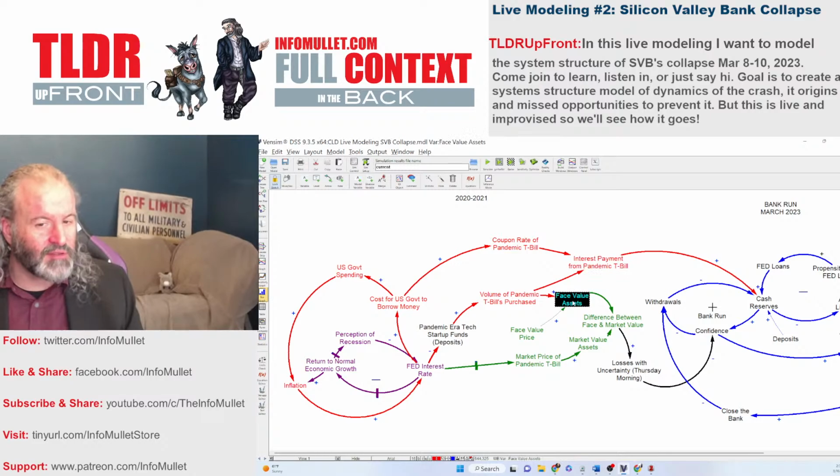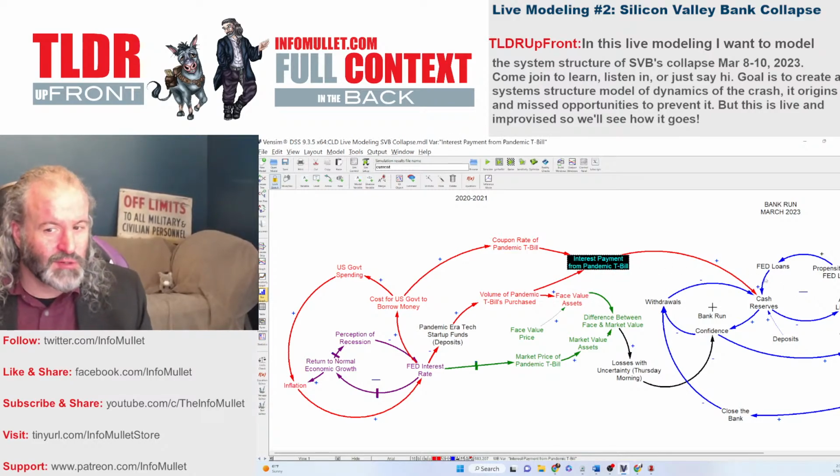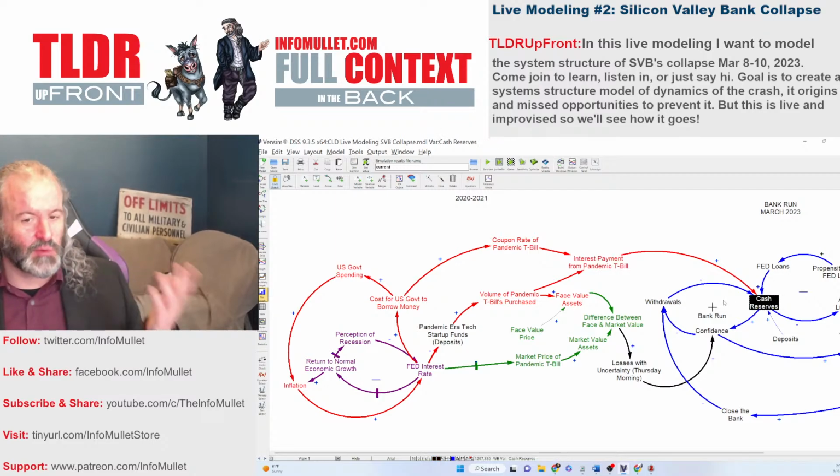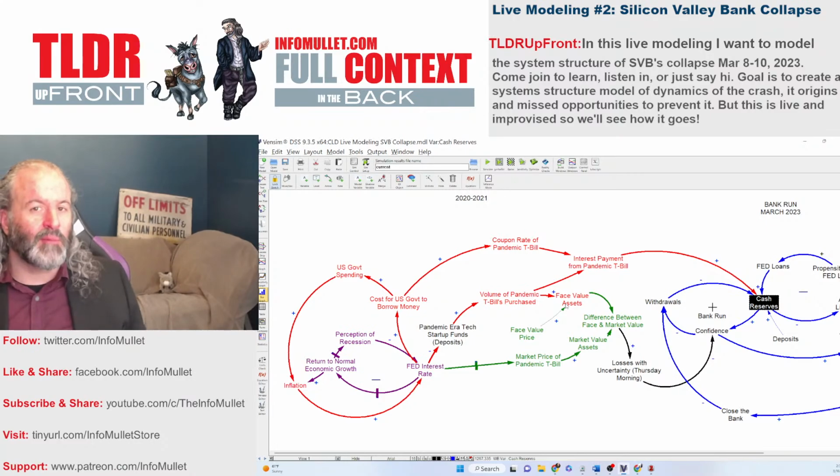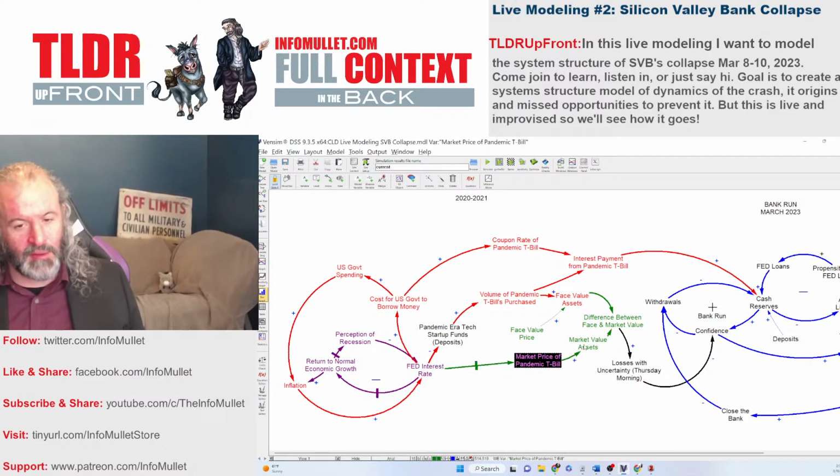Even though you've got a decent face value that's going to be safe 10 years out, what you need is interest payments to match the cash reserves as the withdrawals come out. You go forward 2 years from the end of the pandemic, Moody's approaches you, says, hey, we see you're not doing great, you're going to need to sell some. The difference between the face value and the market value of your T-bills is because the Fed interest rate in the meantime has gone up, and so the market price of the pandemic T-bills has gone down. The difference there is your losses with uncertainty.